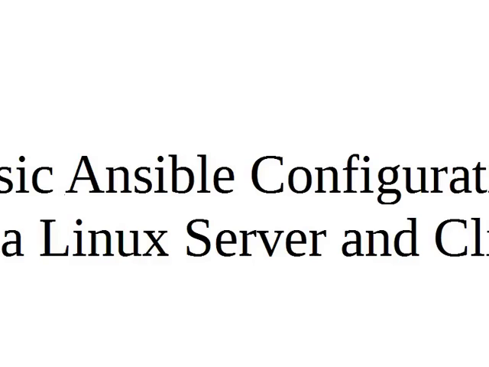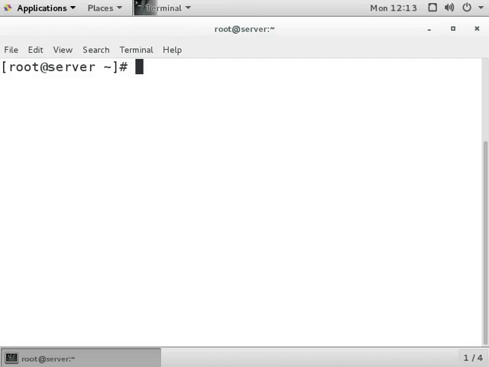Let's look at the basic Ansible configuration for a Linux server and a client. So I'm going to configure a Linux server and a client so you can see how it works. We have right here a Linux server. Well, there are all kinds of servers, but we have a server machine, and we want to install Ansible.